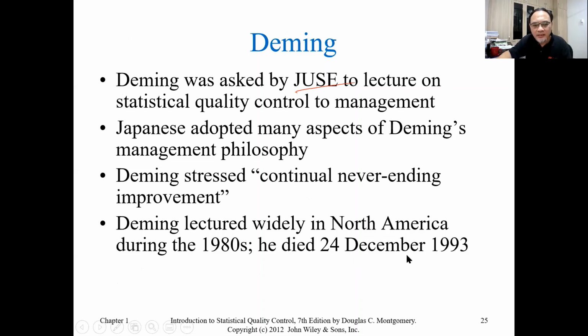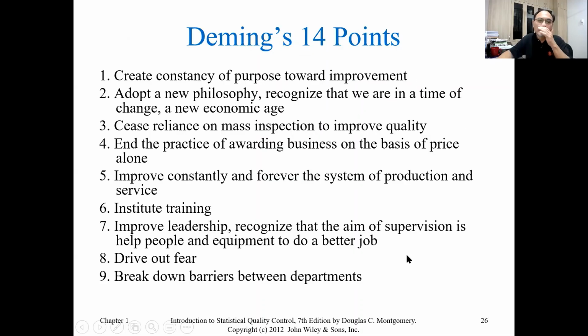Right, he lived until 1993. So this is what you should all understand. 14 points by Deming. Create consistency of purpose towards improvement. This is for management. It's not for workers. His 14 points are directed to management, and the practice of awarding business based on price alone.